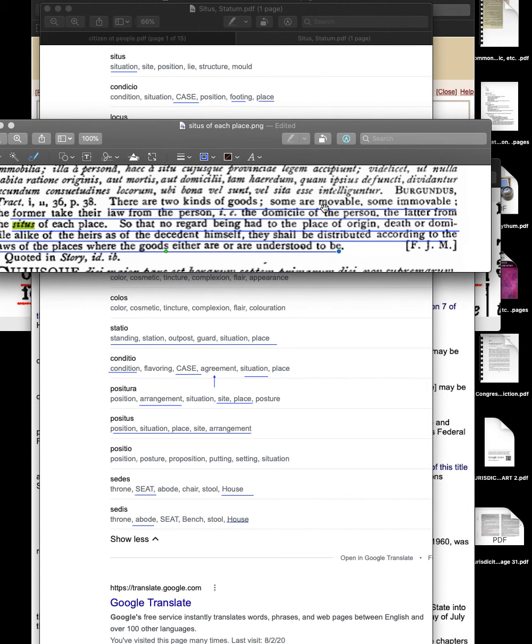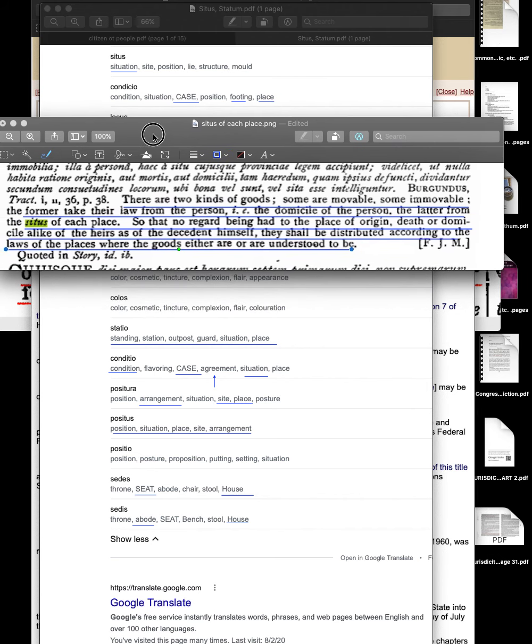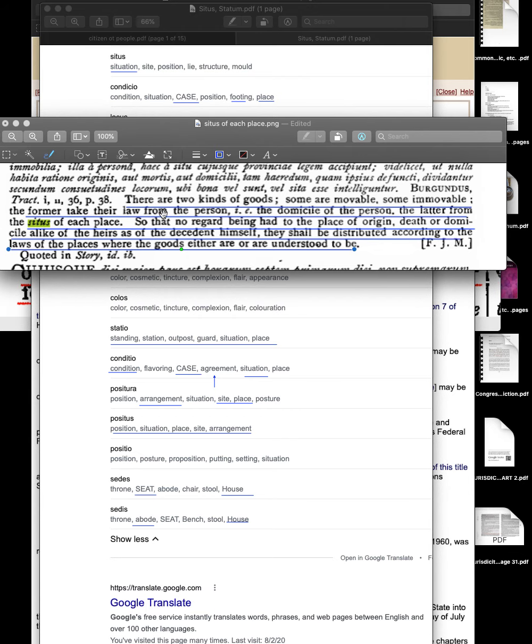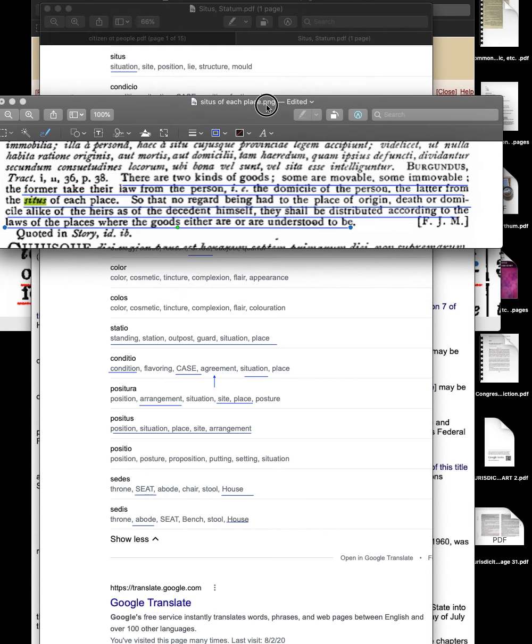Okay, there are two kinds of goods. Some are movable, some are immovable. The former take their law from the person, i.e. the domicile of the person, the latter the situs of each place, so that no regard being had to the place of origin, death, or domicile alike of the heirs as of the descendant himself, they shall be distributed according to the laws of the places where the goods either are or are understood to be. So an immovable, that would be like a courthouse, right?